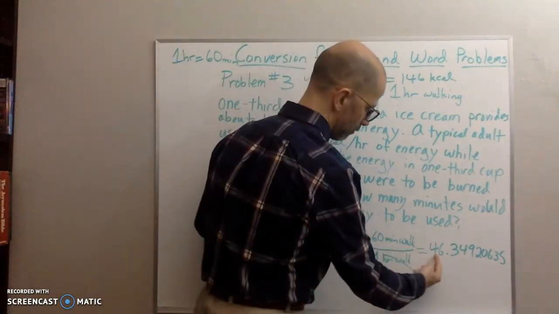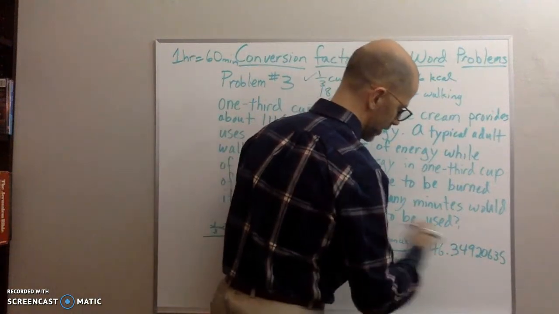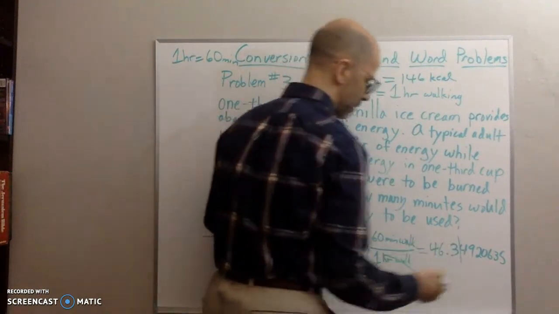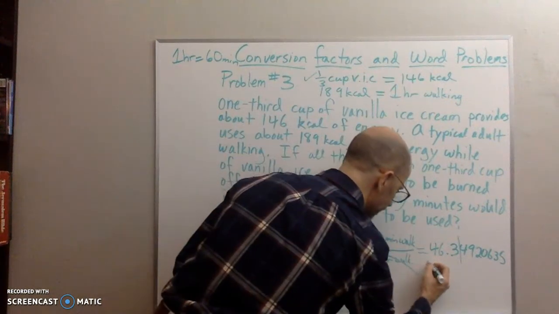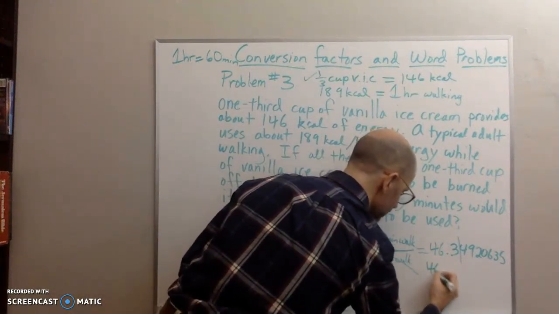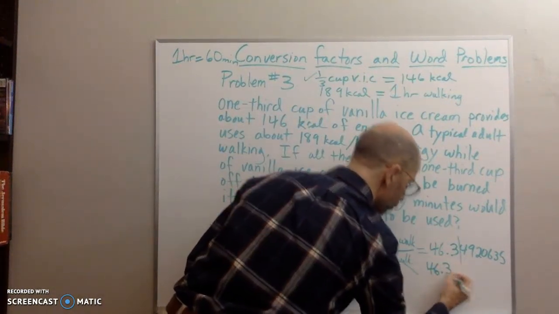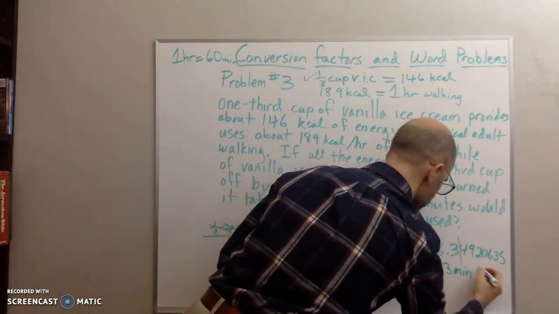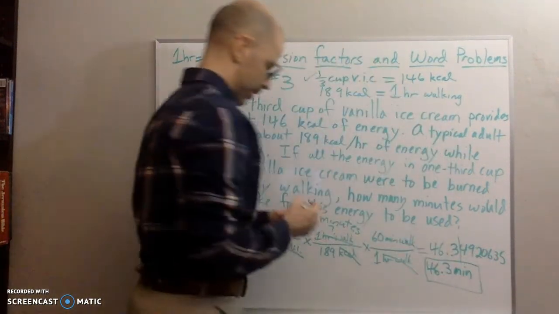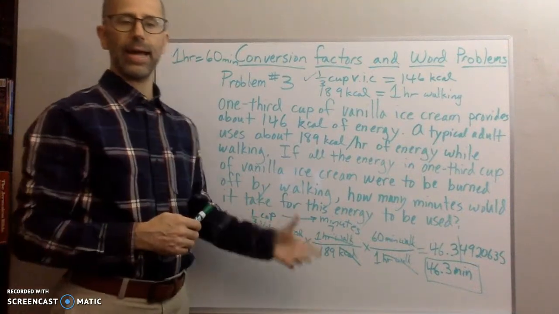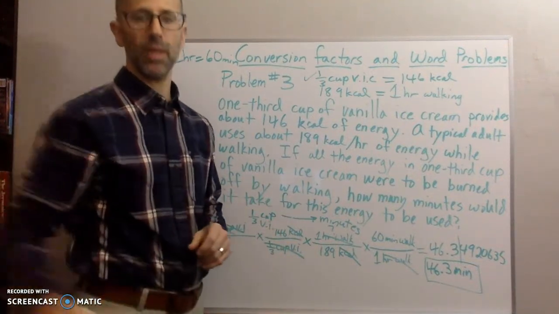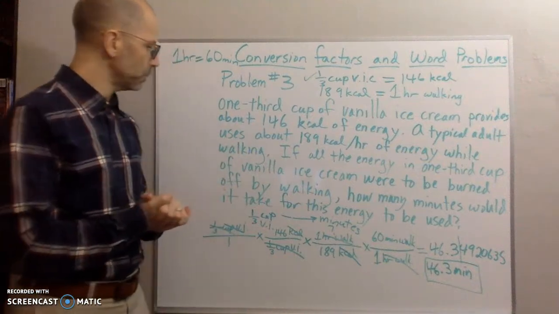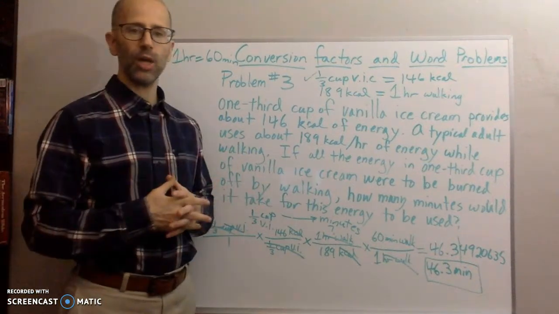So I have a 4, a 6, a 3. I cut it off here. This is a 4, so that stays a 3. I'm not going to round it up. So the answer is going to be 46.3 minutes of walking. That is the answer that you would submit to answer this problem. Again, I hope this was helpful.